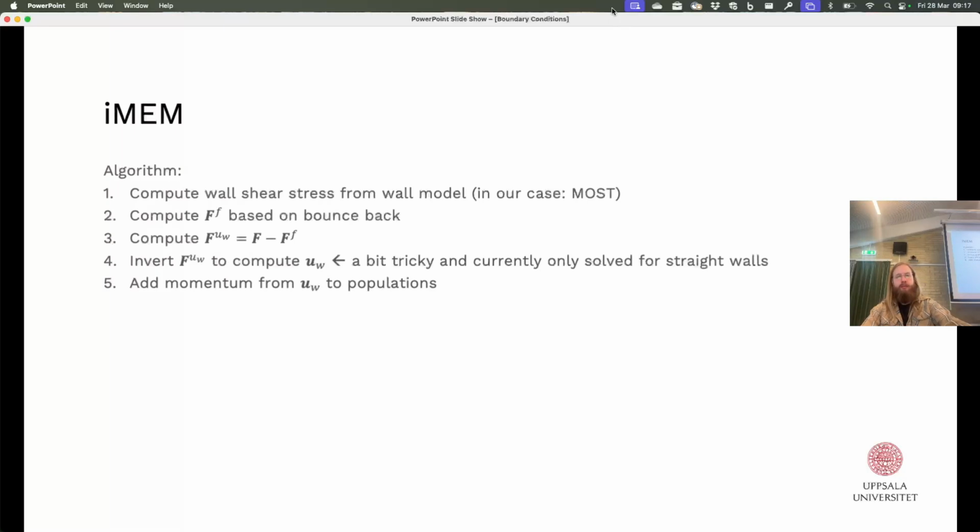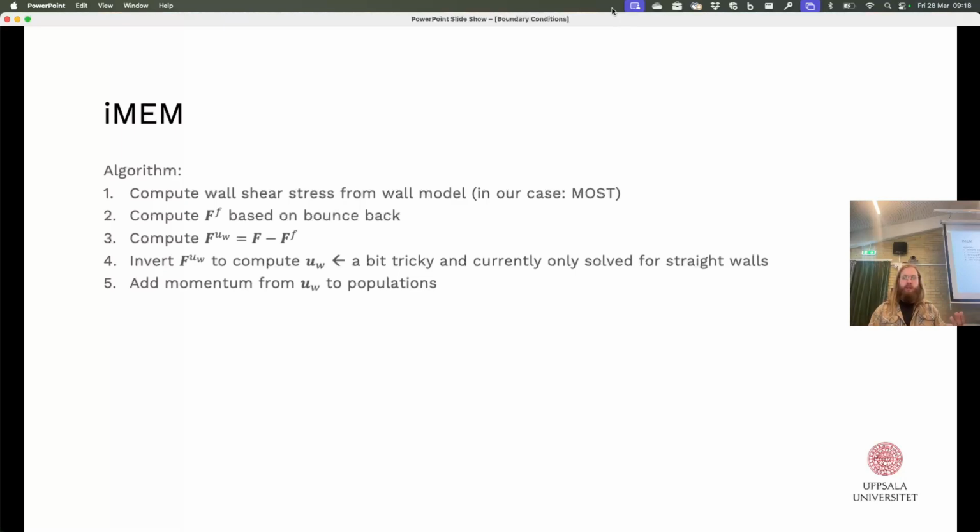So the algorithm is actually kind of simple. You compute a wall shear stress from a wall model. It can be anything, and at the moment it's only Monin-Obukhov similarity for neutral cases. And then you compute the momentum exchange from just the fluid, or from a resting wall, let's say. And then you compute what is missing: the force that we are missing to match the fluid force and the force that we want from the wall model.